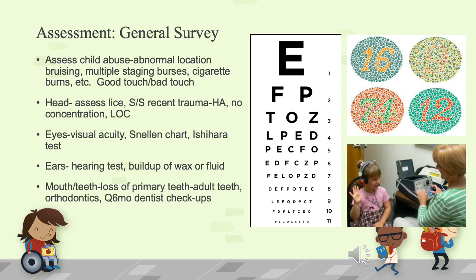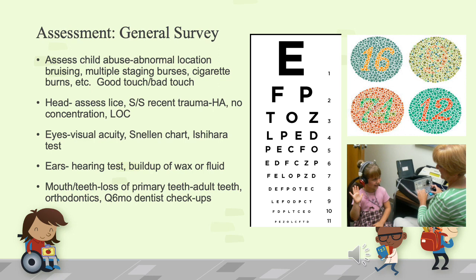Then you will see the color blindness test that's in the top right of your screen. This is called the Ishihara test. Below that picture, you will see the little girl having her hearing tested to assess for any hearing loss. Common with school-age children, there's also typically buildup of wax or even fluid in the ears that can affect hearing. So this should be assessed in addition to their hearing test.